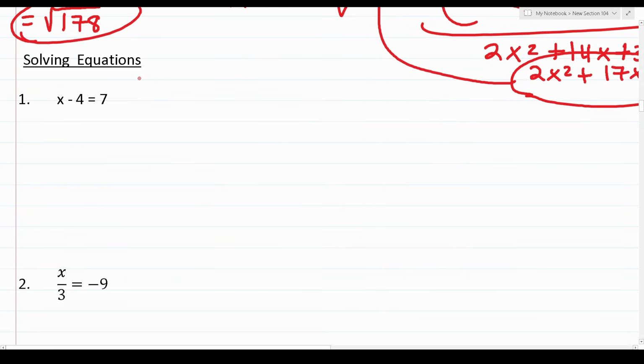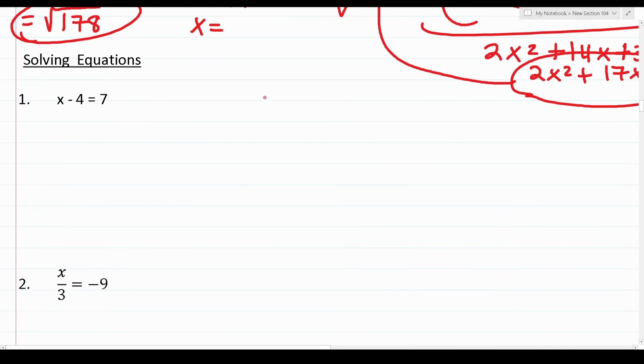All right, so our next topic is solving equations. So that means we're going to try to get our letter variables by themselves ultimately. So again, if we're dealing with x, our goal is to get x equal to something by itself. So let's go ahead and get started by looking at number 1. We have x minus 4 equals 7.